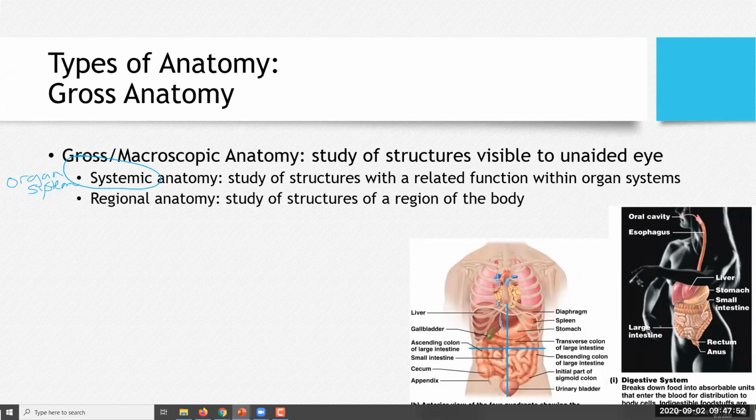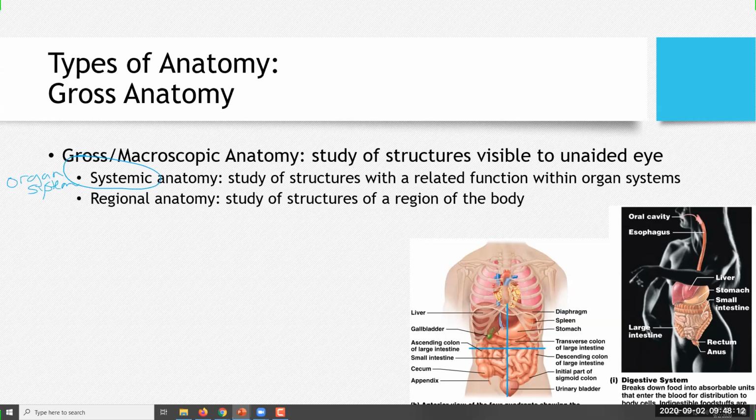Or you could look at it as a regional anatomy. For the most part, we won't be doing this, but there are other schools that may end up looking at anatomy regionally. This is different because you're looking at different regions of the body and looking at everything in that region.